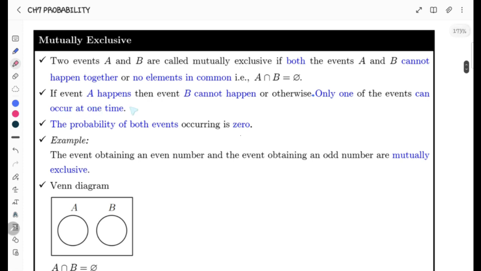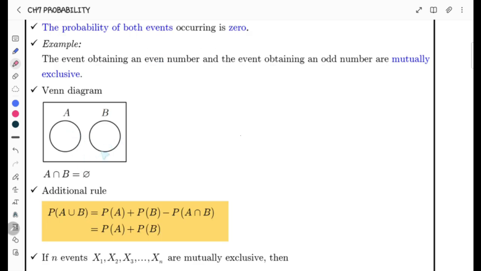If event A happens, then event B cannot happen, or otherwise. Only one of the events can occur at one time. The probability of both events occurring is 0. Example, the event obtaining an even number and the event obtaining an odd number are mutually exclusive. This Venn diagram is showing two mutually exclusive events, A and B. There is no intersection between A and B, hence A intersect B is an empty set.